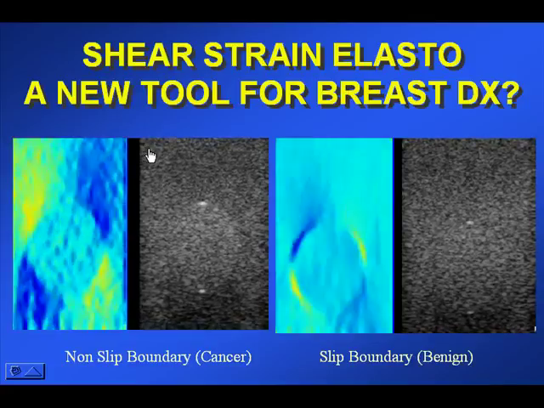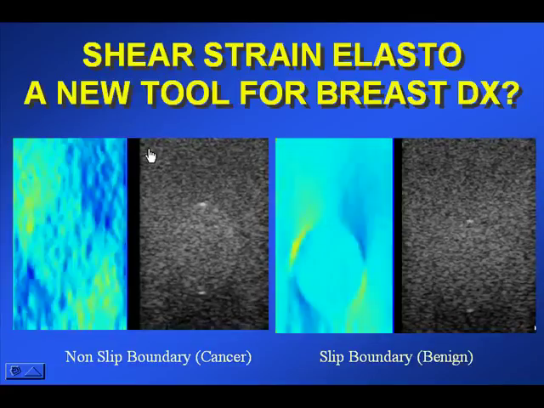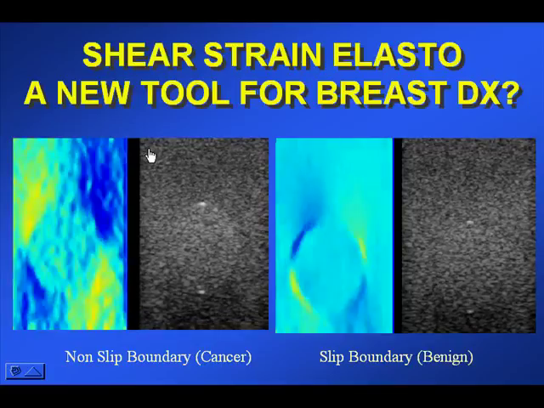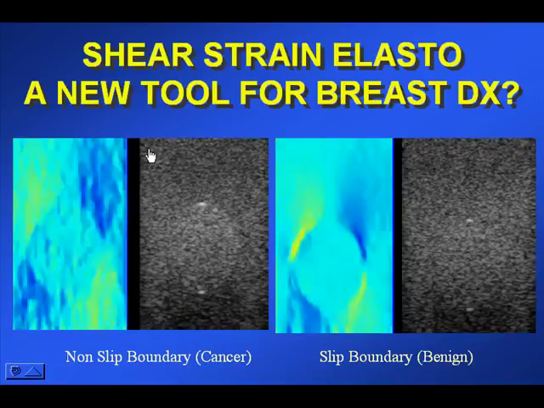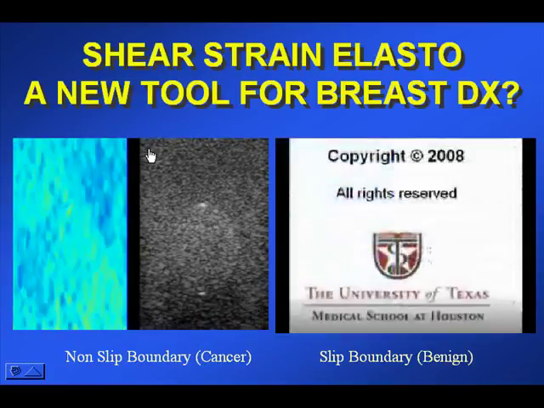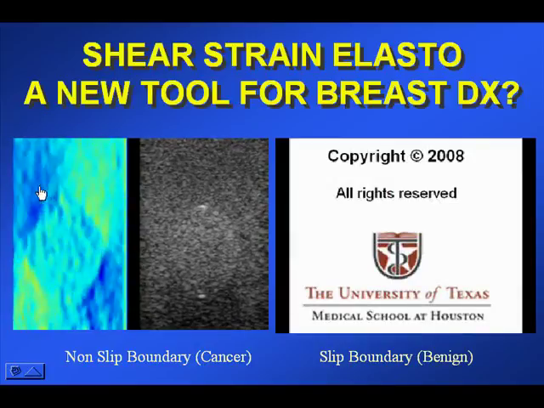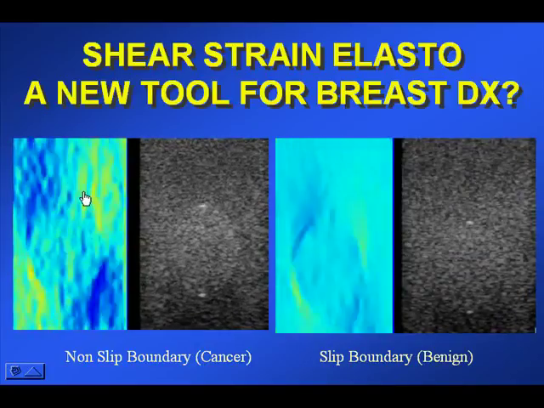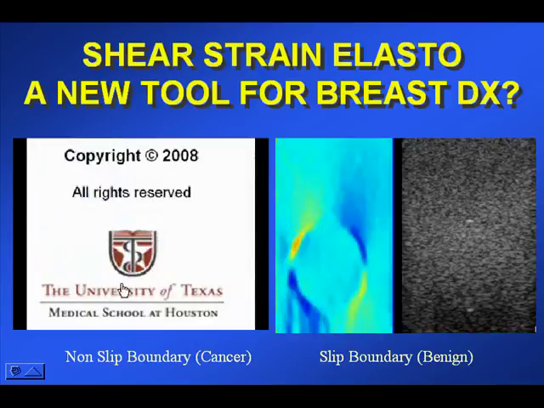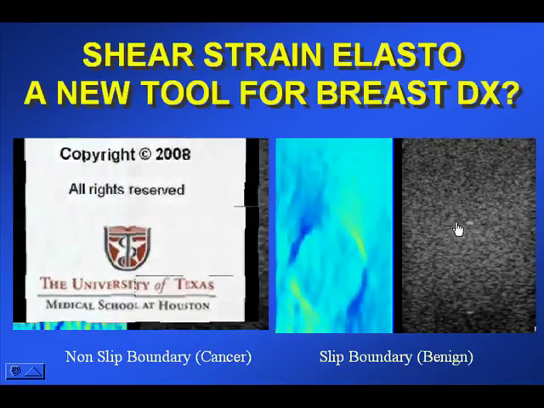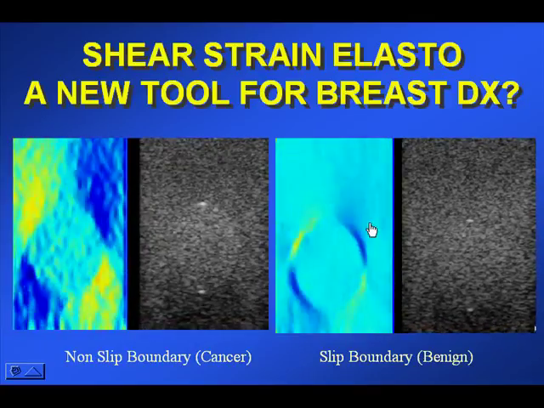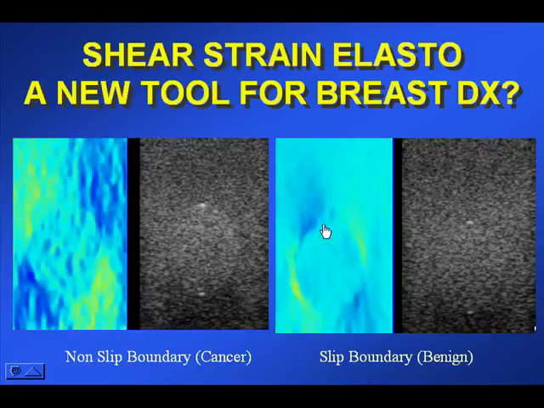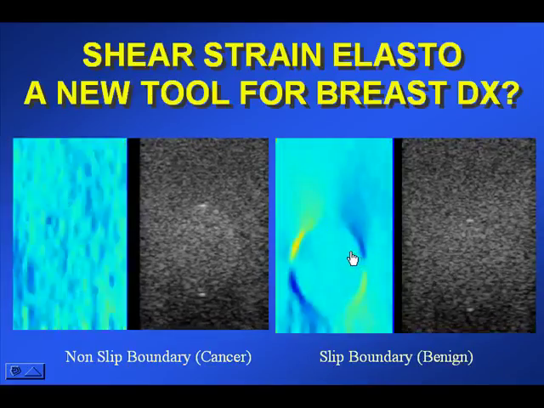So if you look at the left-hand side of the image, that lesion in that phantom is bound to the adjacent phantom material, and you can see that the areas of shear strain at the boundaries are broad and rather indistinct, whereas on the side where there's a slip boundary and the lesion's not attached to the surrounding tissue, the areas of shear strain are very thin and sharply demarcated.